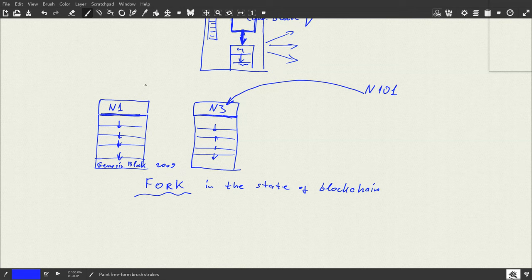Okay, they would now abandon this. N3 is a clear winner, because there is an N101 on top of it. Would it be possible that again some kind of collision occurs and there would be another block, N521, which would be on top of N1? And in that case, both of them are extended. Yes, it is possible.